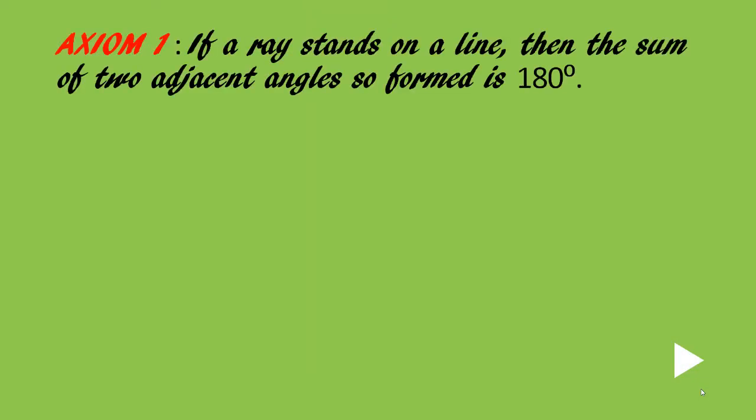Axiom 1. If a ray stands on a line, then the sum of the two adjacent angles so formed is 180 degree. Let's see. OP is a ray. It stands on line AB. The two angles formed are 120 degree and 60 degree, and you can see that the sum of 120 plus 60 is 180 degree.